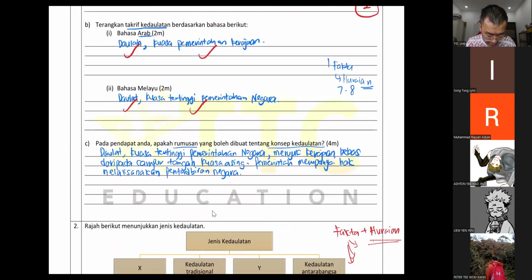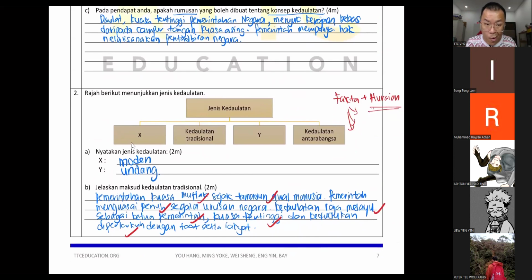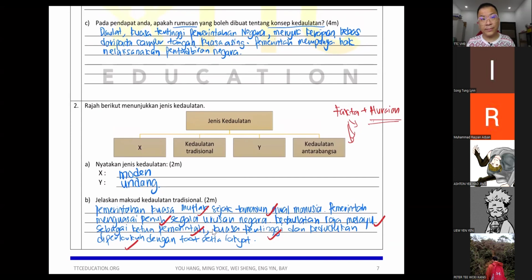So now chapter 2. This one you can write modern and undang. If you're scared, you write kedaulatan modern, kedaulatan undang. For me, I write modern and undang. So this one is kedaulatan traditional. You can straight away say pemerintahan kuasa mutlak sejak tamadun awal manusia. Pemerintahan menguasai penuh segala urusan negara. Kedaulatan Raja Melayu sebagai ketua pemerintah, kuasa tertinggi, kedudukan, taat setia rakyat.